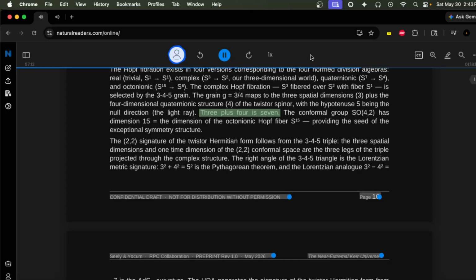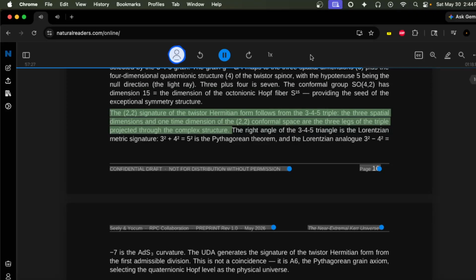3 plus 4 is 7. The conformal group SO(4,2) has dimension 15, equal to the dimension of the octonionic Hopf fiber S⁷, providing the seed of the exceptional symmetry structure. The signature of the twistor-Hermitian form follows from the 3-4-5 triple.